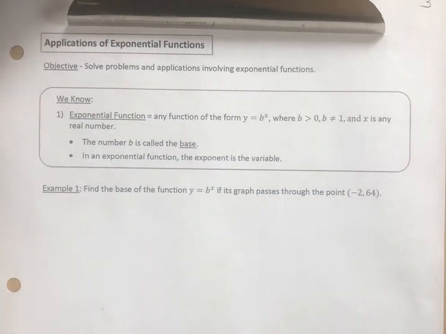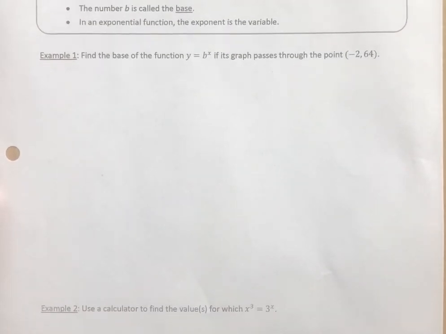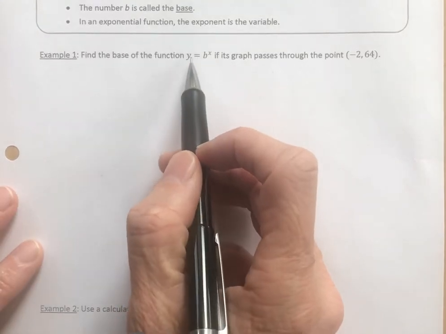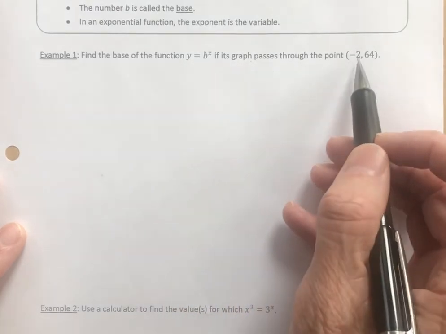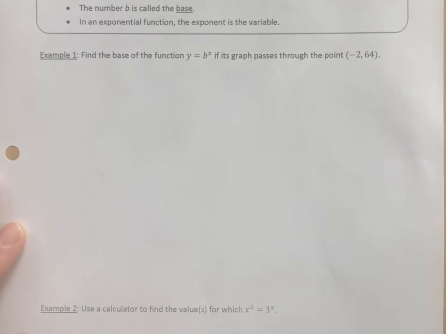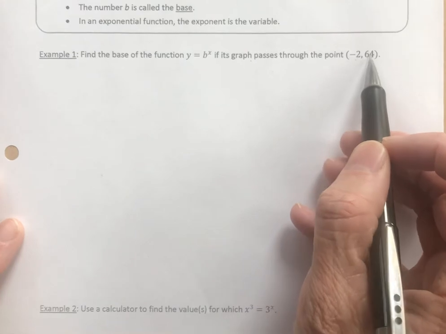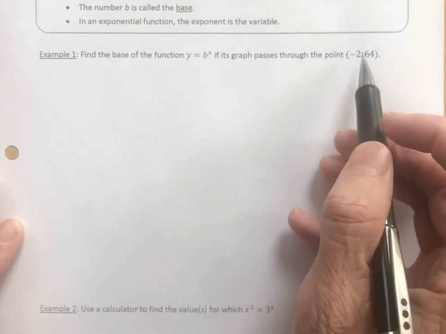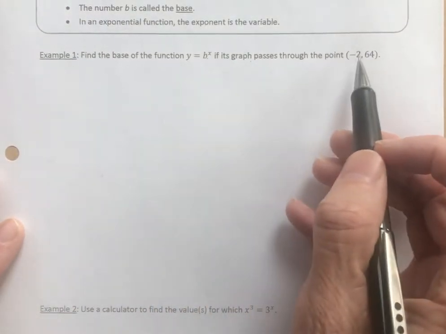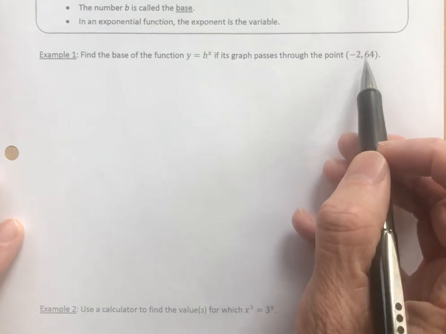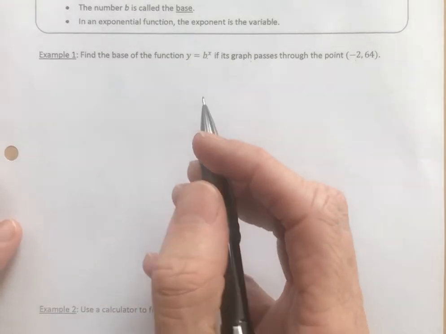All right, our first example, we'll solve a problem here. We want to find the base of the function y equals b to the x if its graph passes through the point (-2, 64). So we have a function, we have an equation, and we know a point that is on the graph. A point that is on the graph makes the equation true. So we can substitute x and y with this x and y and solve for b.